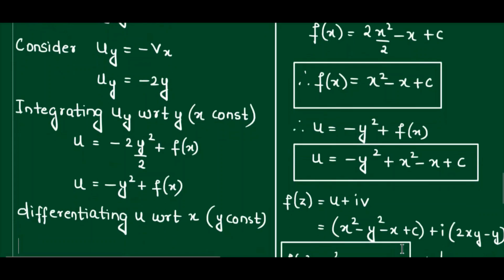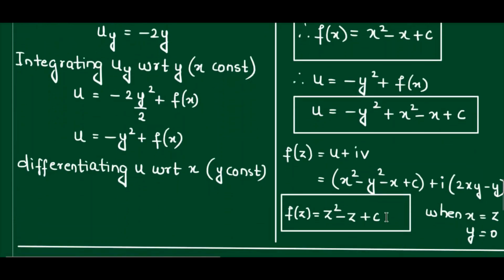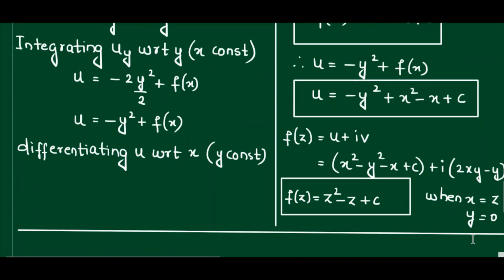Now let us move on to the third part, that is finding the analytic function. F of z equal to u plus iv. We know v from the question and we have found out u, substituting these, and then replacing x as z and y as 0, you can convert f of z in terms of z.